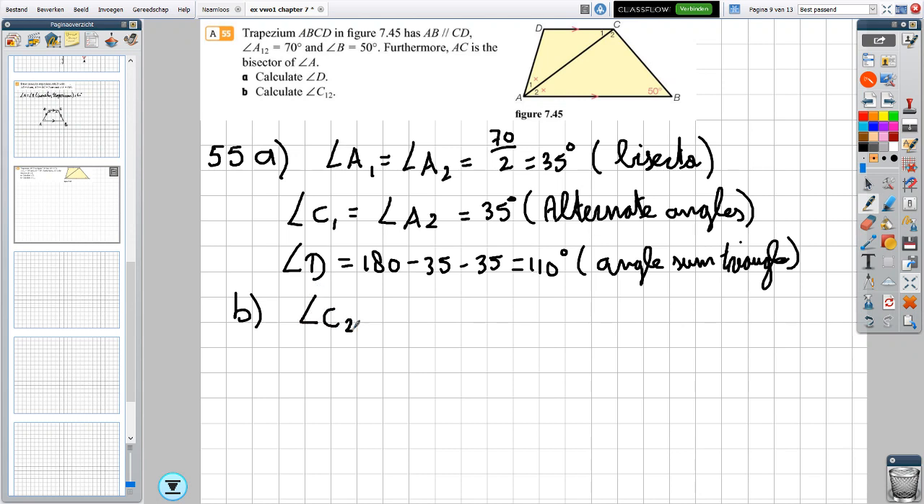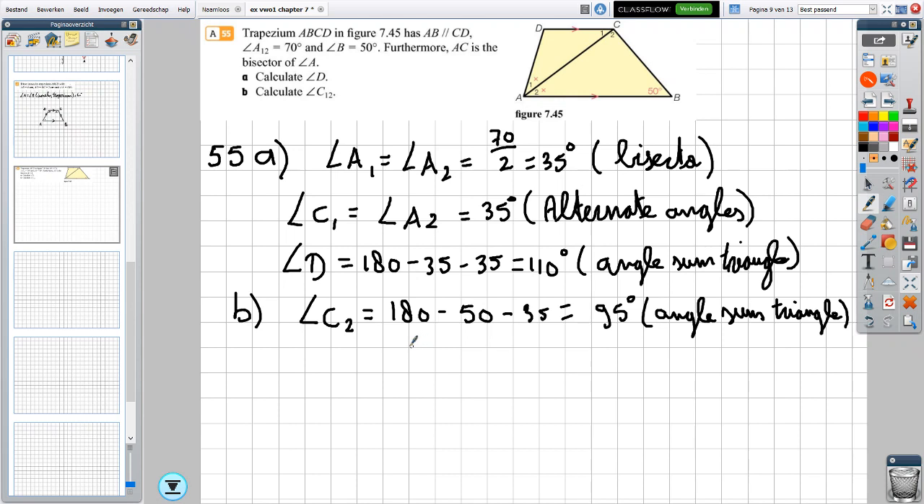The method I would suggest is that you use the angle sum of a triangle again. I know angle B, I know angle A2, so angle C2 must be 180 minus 50 minus 35, which gives me 95 degrees. And again, because of the angle sum of a triangle.